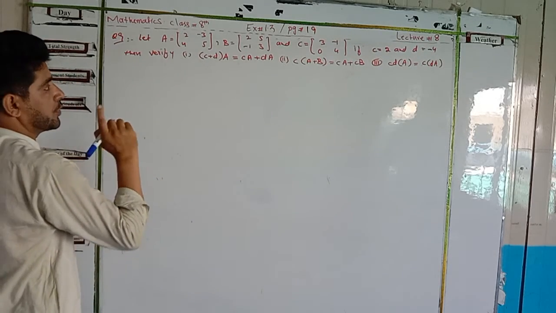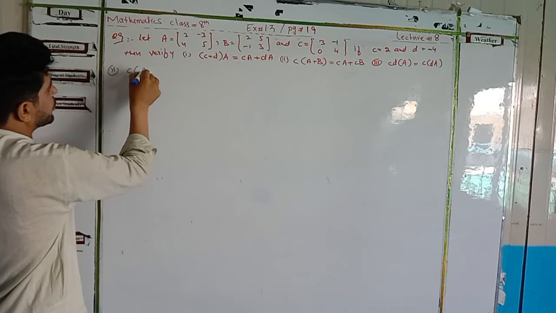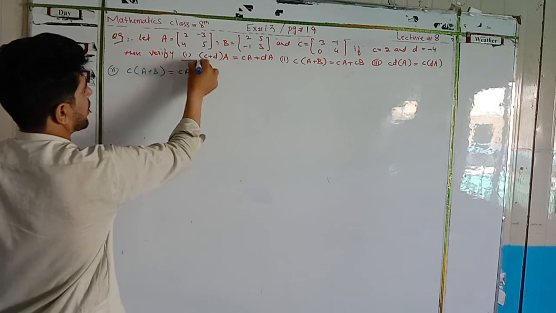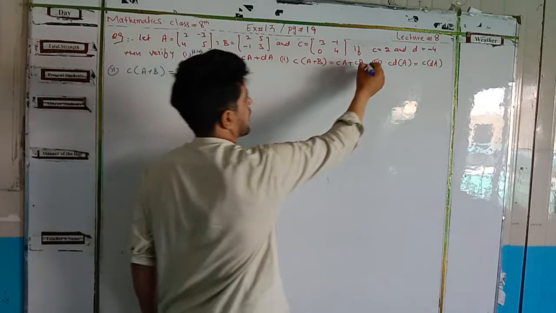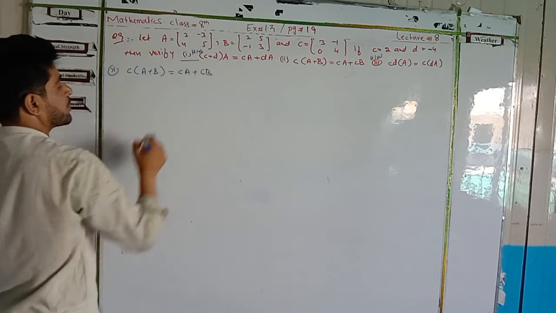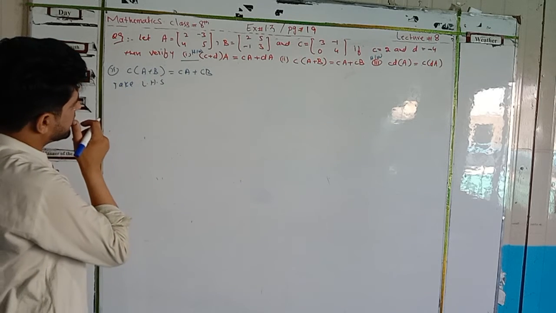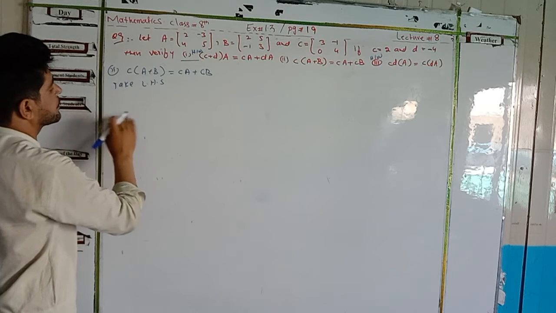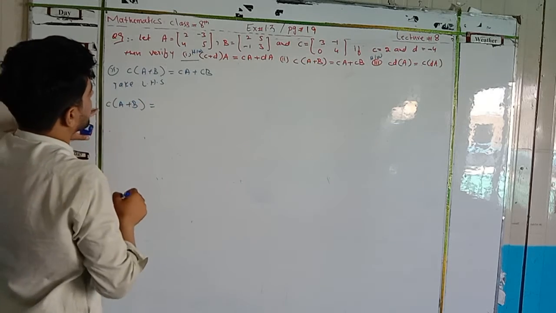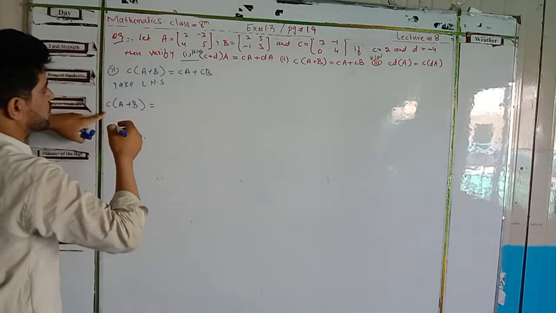I am doing question number 9, part number 2, sorry. Part 2 is c into A plus B is equal to CA plus CB. And part 1 is your homework and part 3 is also your homework. Very easy and same solution. Take left hand side, c into A plus B. Small c, the value of small c is 2. Put the values.